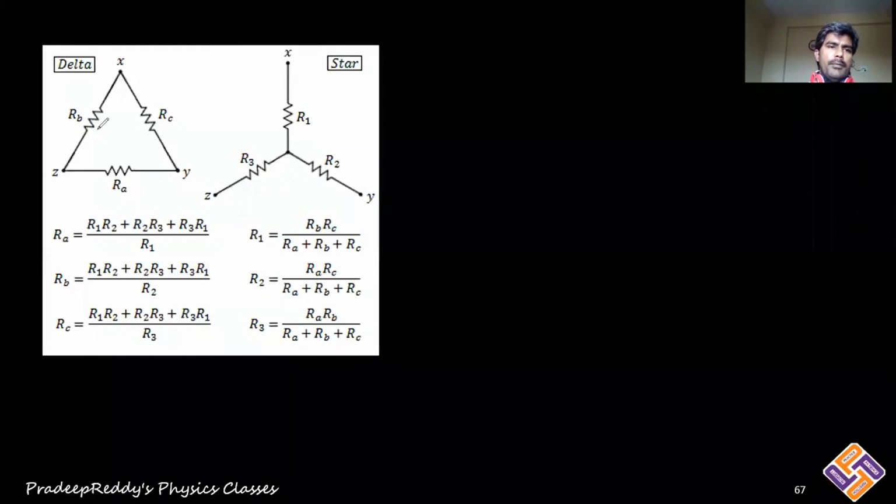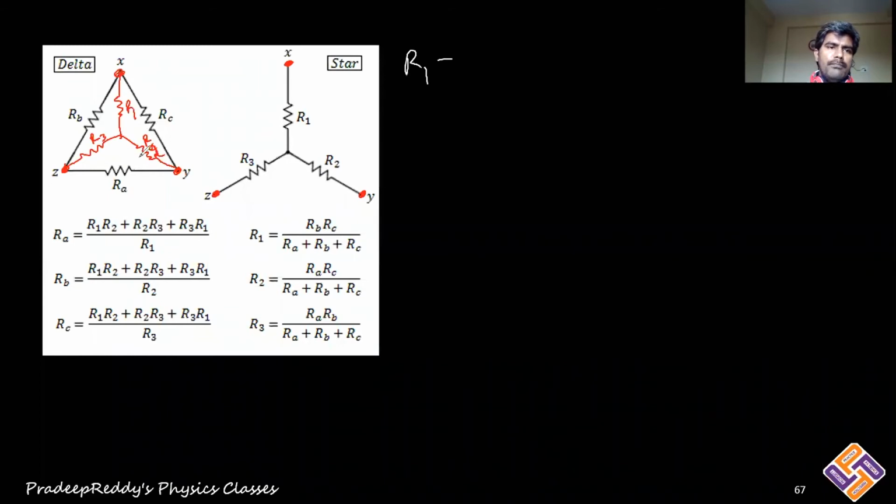This is delta. The potentials of delta are X, Y and Z. These are the three potential points. Same potential is here, X, same potential here, Y, same potential here, Z. Now, the delta can be converted into star like this. Simply, you will be writing a star in the middle of the delta. I name this as R1, I name this as R3, I name this as R2.